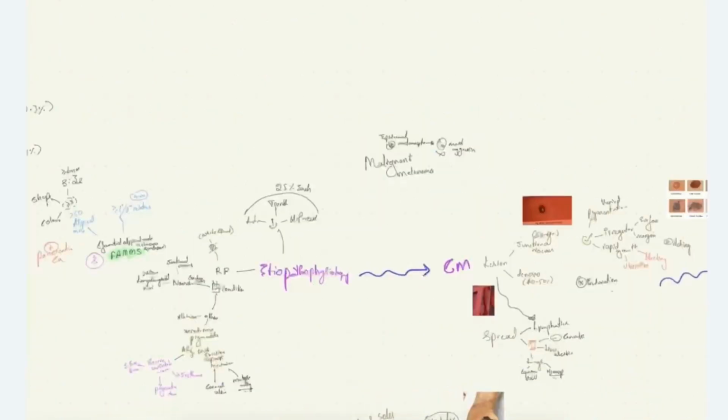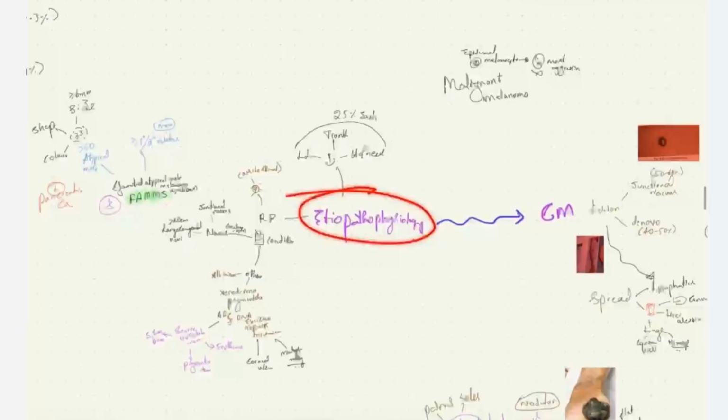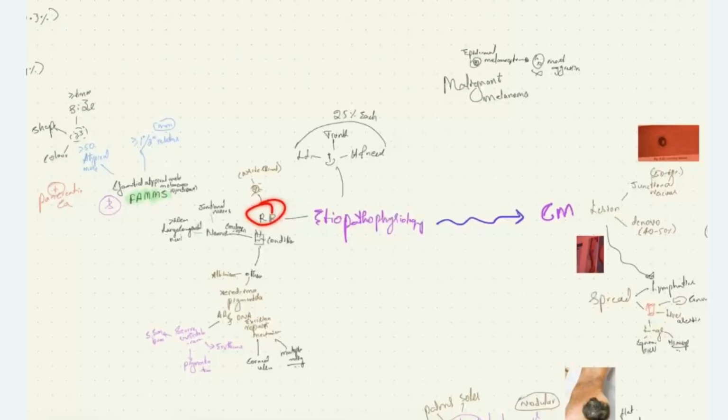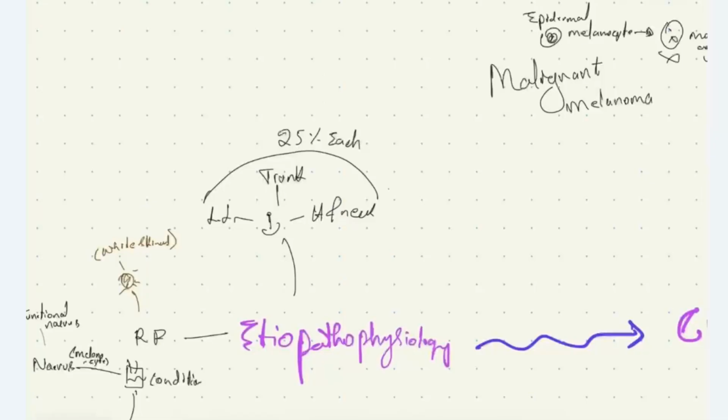What is the etiopathophysiology behind malignant melanoma? Before discussing risk factors, let us see what are the sites where we see malignant melanoma commonly. We see malignant melanoma commonly in the head and neck region, trunk region, and lower limb, with 25% each distribution. The remaining 15% we see in other sites of the body.